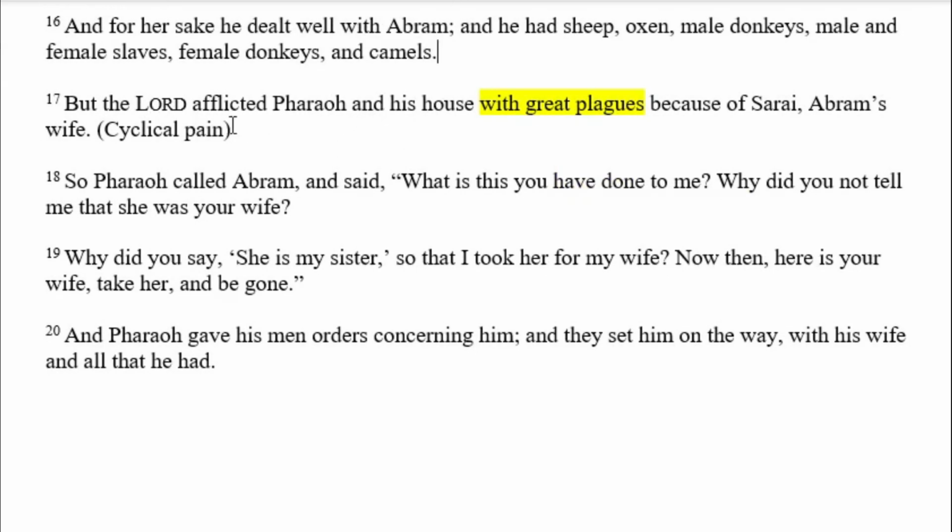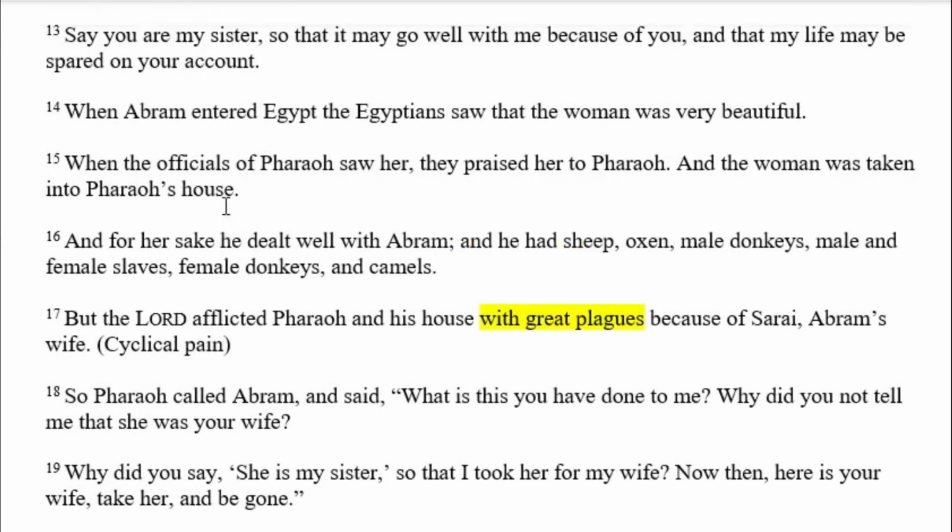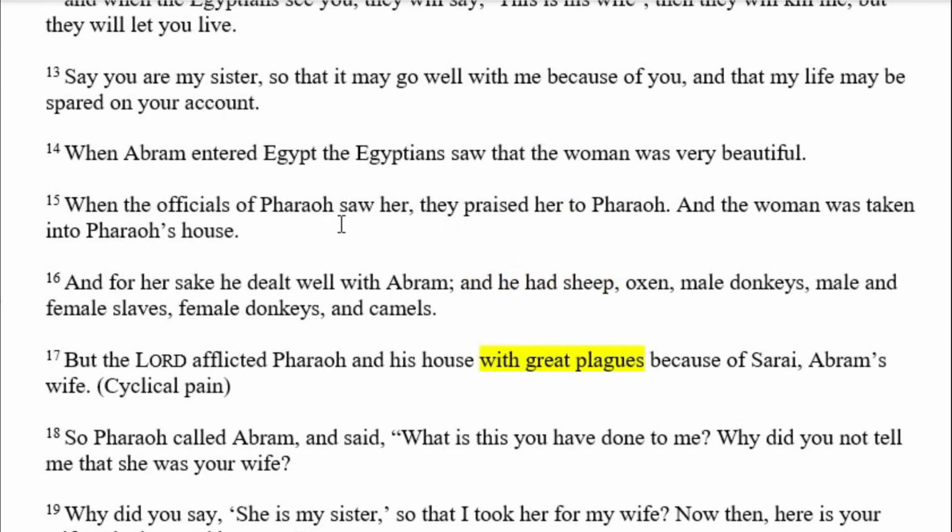But here, what do we have happen here? But the Lord afflicted Pharaoh and his house with great plagues because of Sarai. What do we have? Pharaoh represents life experiences. Not necessarily earlier self, but like the serpent represents experience in life that is going to be judgments. Pharaoh here is the same thing.